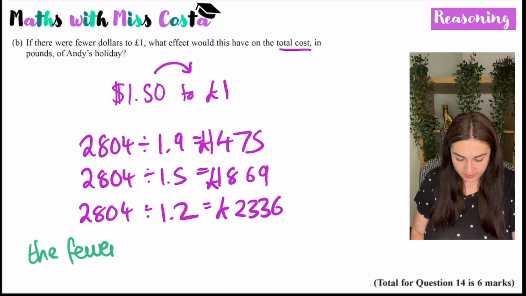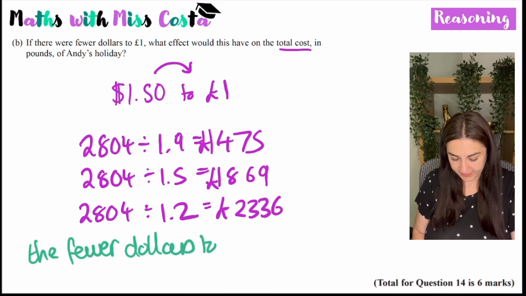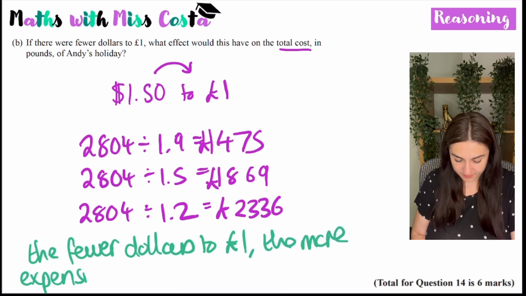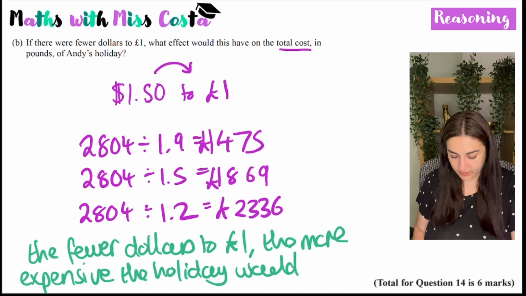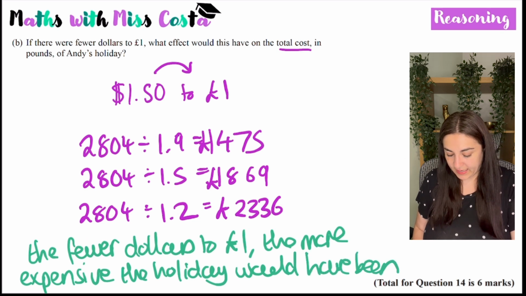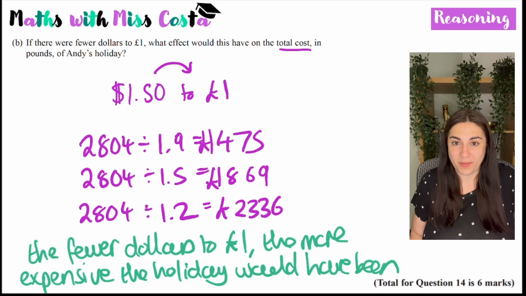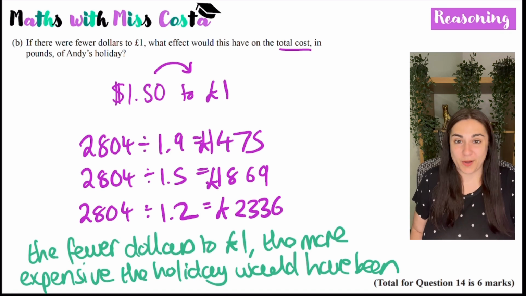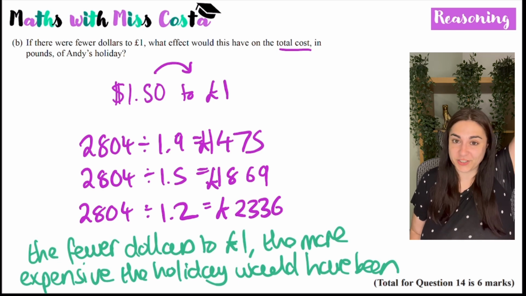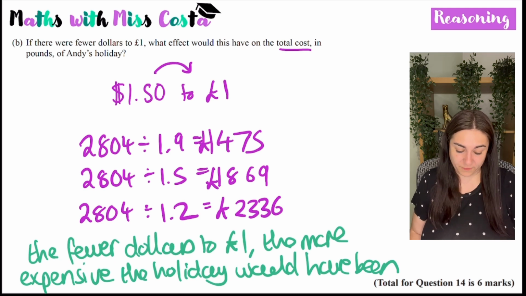So essentially, the fewer dollars to the pound, the more expensive the holiday would have been. Because essentially, if £1 is $1.90, you give a pound and you can get anything that's worth $1.90. But if £1 is worth $1.20, you get less for your money. So the higher the exchange rate, the better value for money it is for you. So yeah, if there were fewer dollars to a pound, then the total cost of his holiday would have increased.